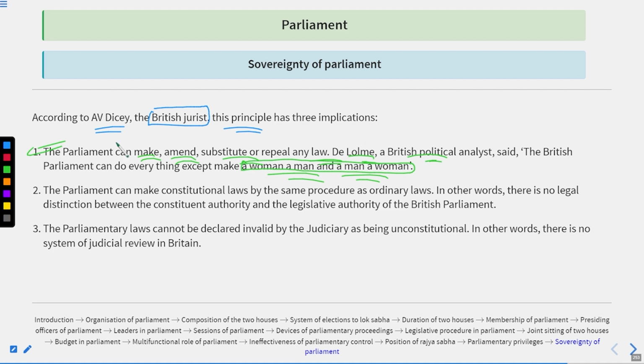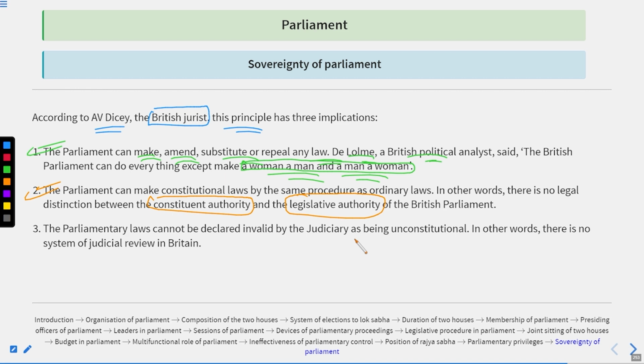All right, because they have no legal restrictions, because the things are not defined and not written, there is no way to put a restriction and stop on the powers of the Parliament. The Parliament can make constitutional laws by the same procedure as ordinary laws. In other words, there is no legal distinction between the constituent authority and the legislative authority. And we know in India there is a clearly well-defined authority. The Indian Parliament could not exercise its power in whichever way.